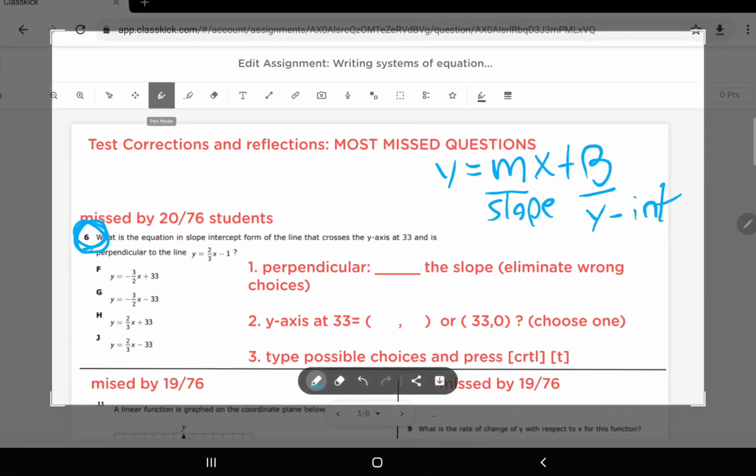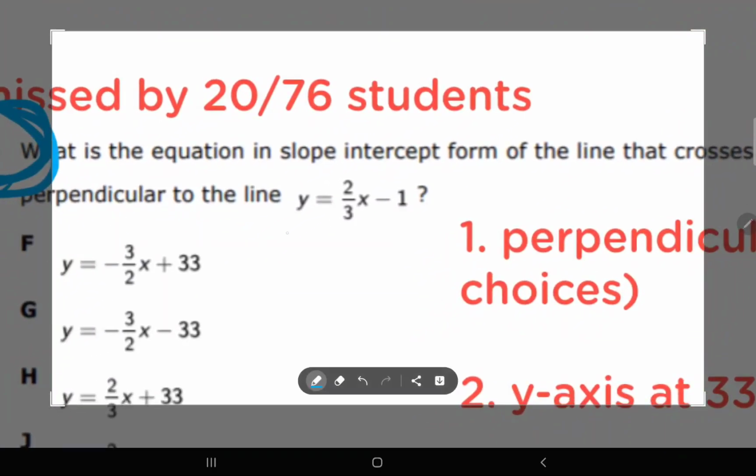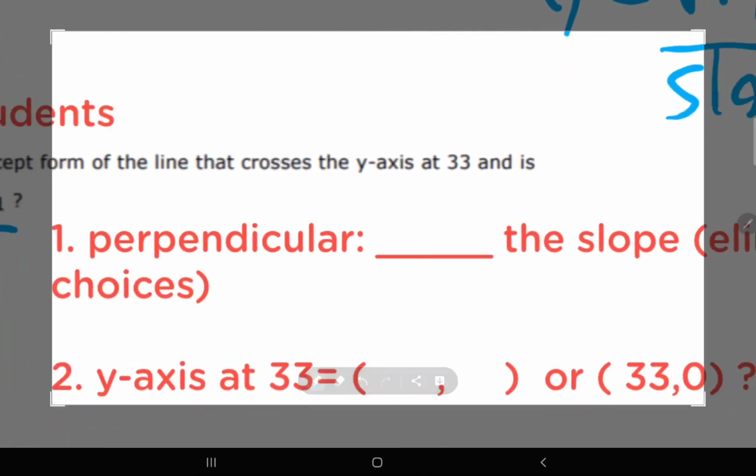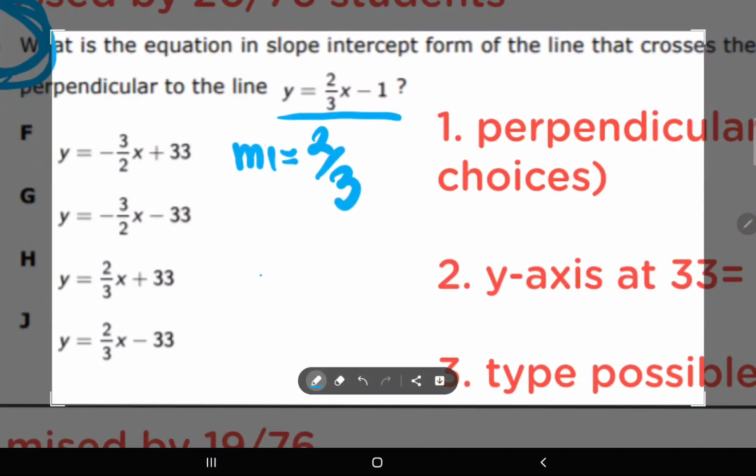Okay, this problem might seem a little hard at first, but let's look at this right here. What do I need to find? I need to find m1. m1 is going to equal 2 over 3. Right? m1 is 2 over 3. What I need to find now is m2.